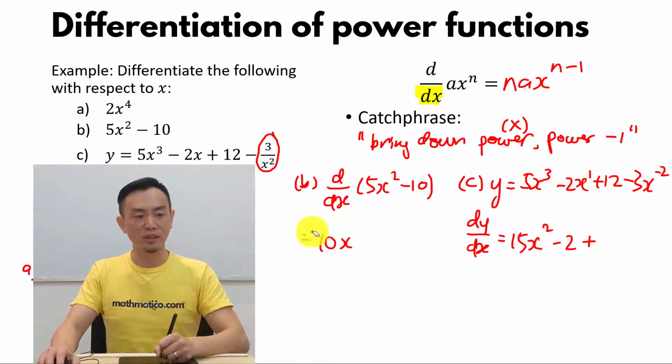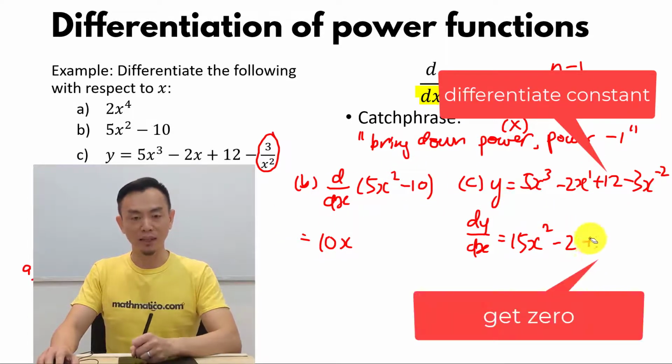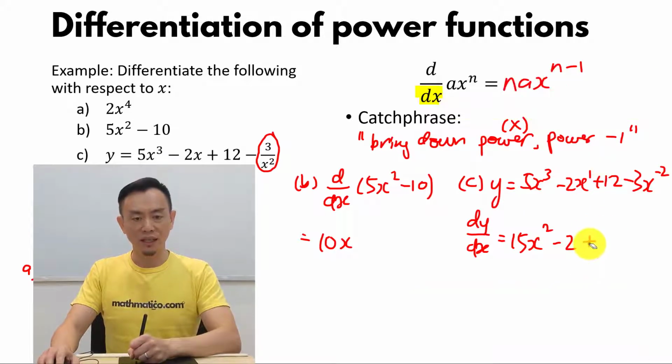12 here is a constant, so like what we did just now in part B, if you differentiate a constant, you get 0, remember that. So I'll just leave it.